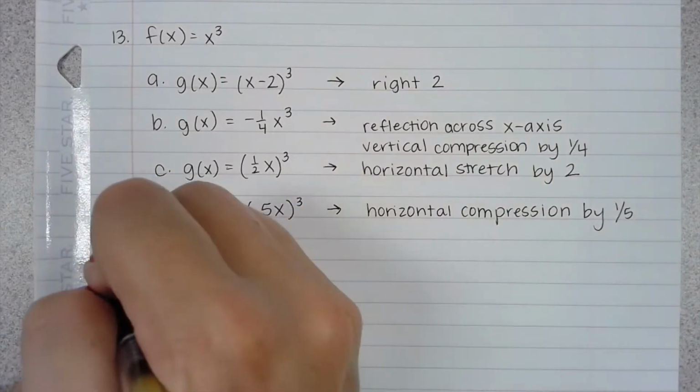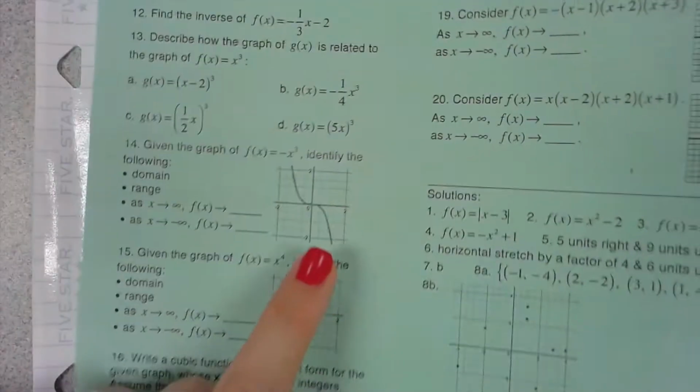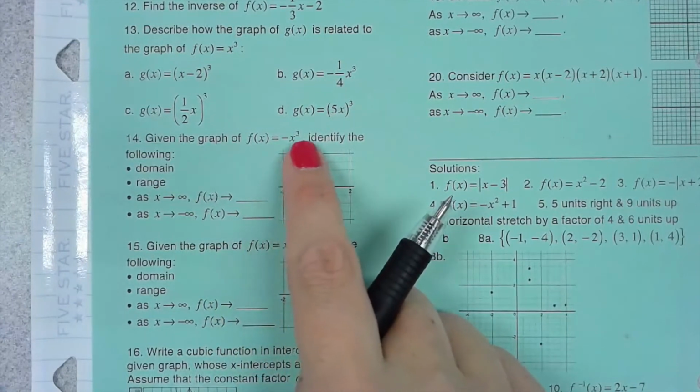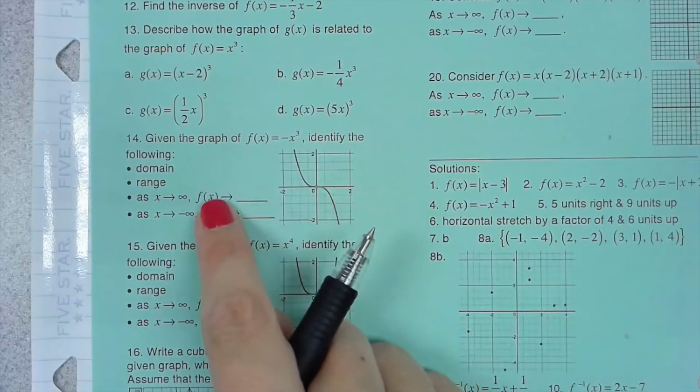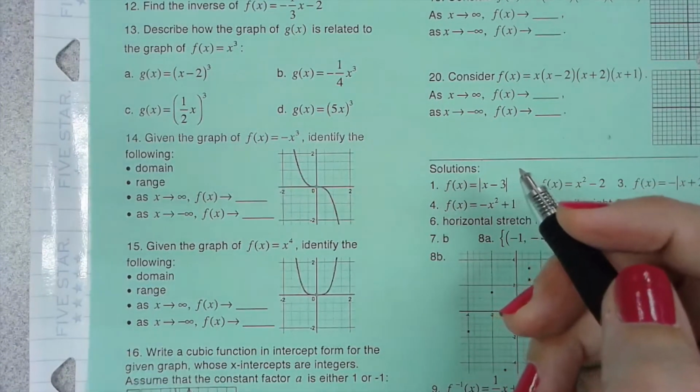All right, question number 14 gives us a graph. And the graph is pictured here on the worksheet that you were given. And so it's negative x to the third, and it wants us to identify the following based off of the graph. So there's a couple different things we're going to keep in mind when we do the work for this question.